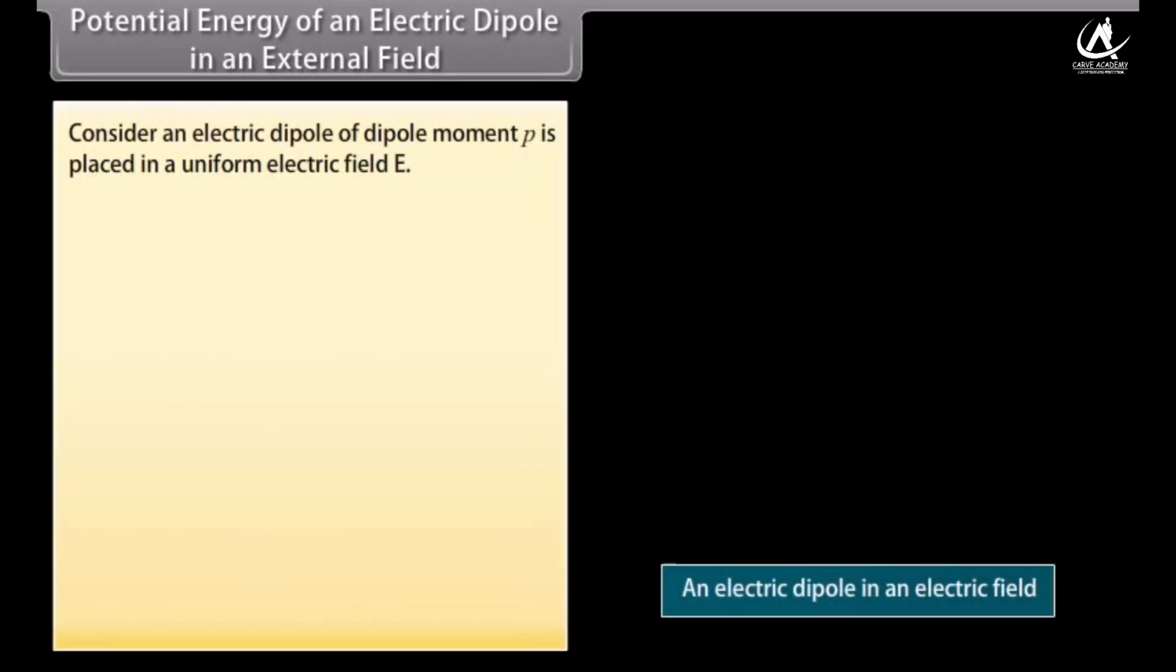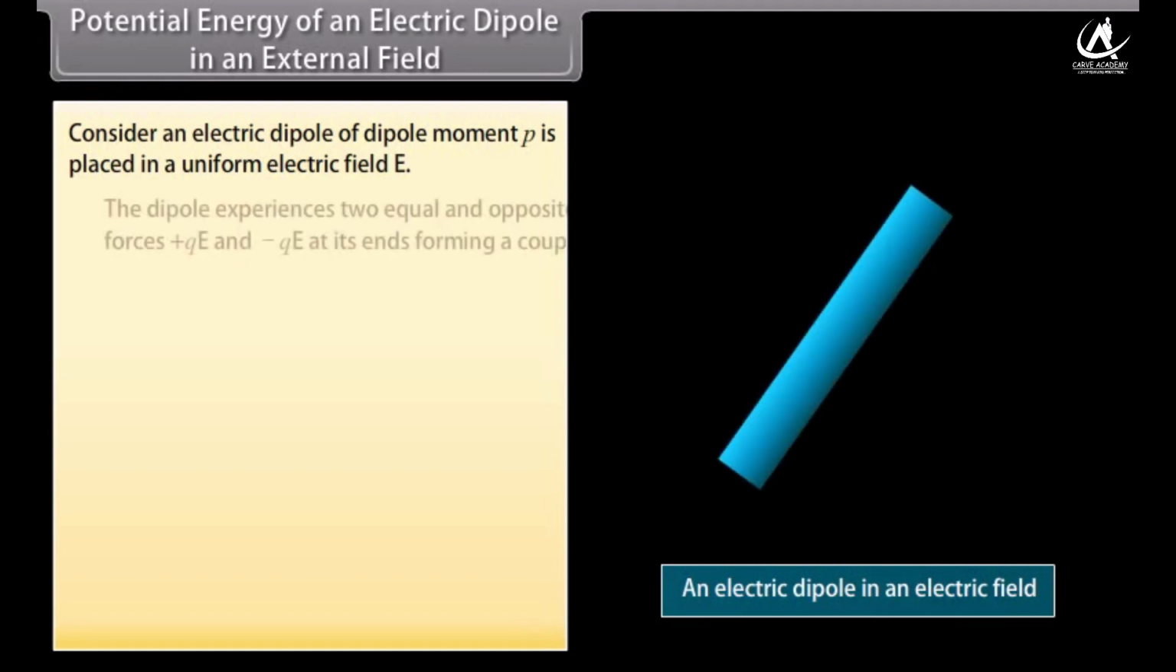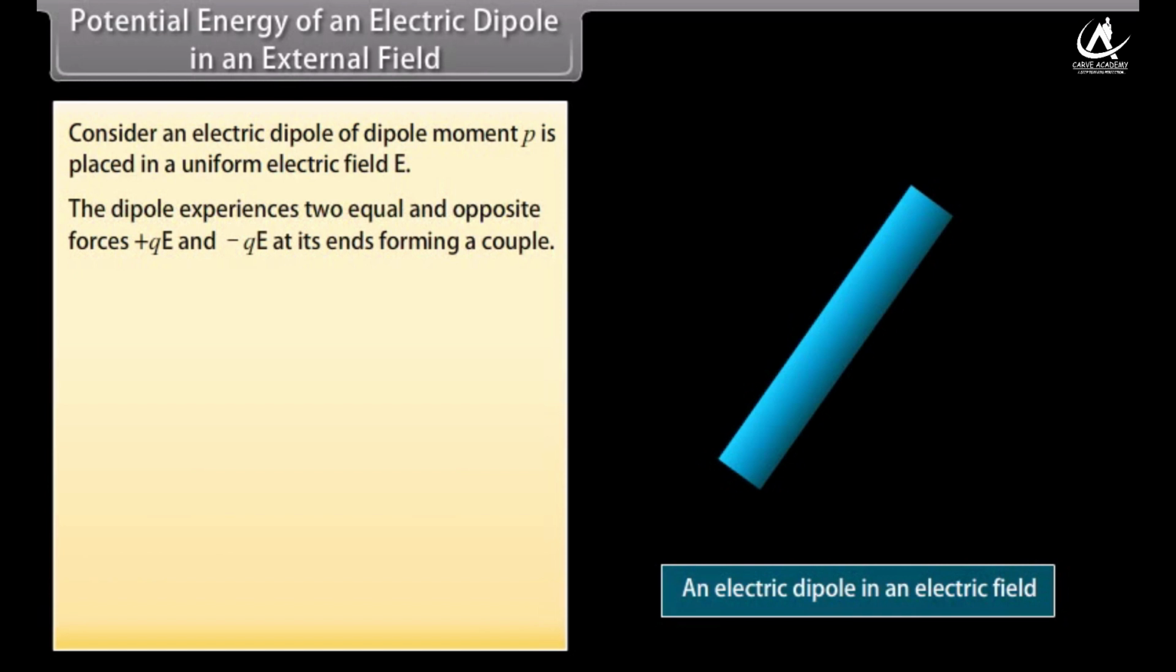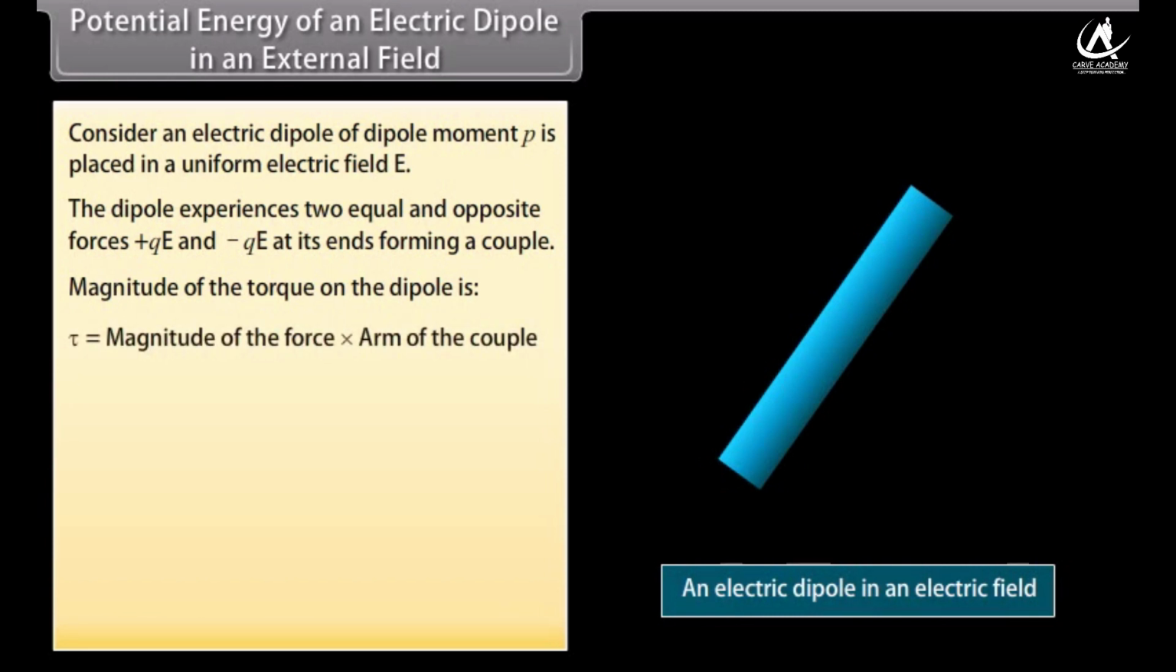Potential energy of an electric dipole in an external field. Consider an electric dipole of dipole moment P placed in a uniform electric field E. The dipole experiences 2 equal and opposite forces, plus qE and minus qE, at its ends, forming a couple. Magnitude of the torque on the dipole is equal to the magnitude of the force times the arm of the couple. Tau equals qE times 2L sin theta, which equals PE sin theta.